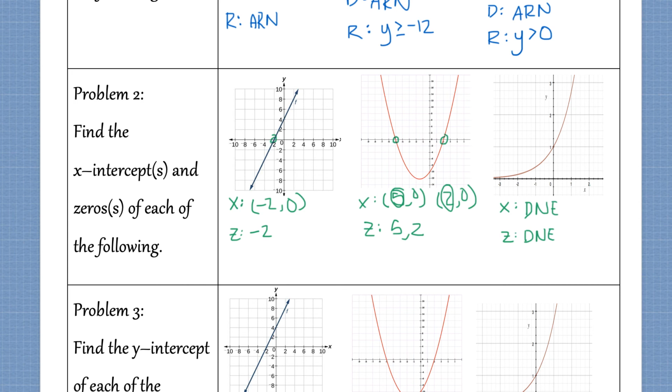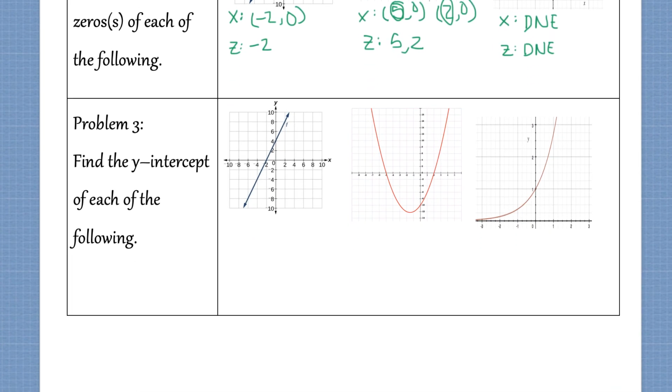Let's go to our next one. It says, problem 3, find the y-intercept of each of the following. We're going to find the y-intercept of our first one, where it crosses the y-axis, and remember we're writing this as a point. It crosses our y-axis right here, and our coordinate point over there is 0, 4. That is the y-intercept of our graph.